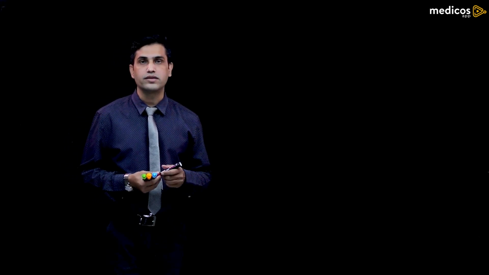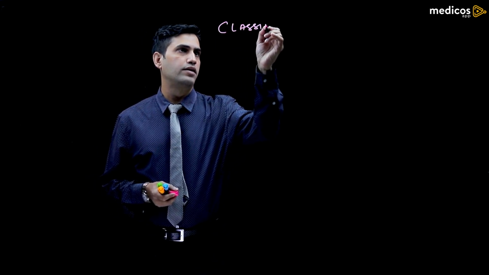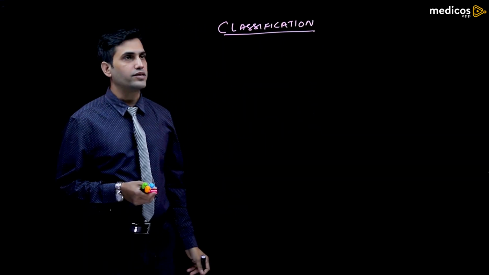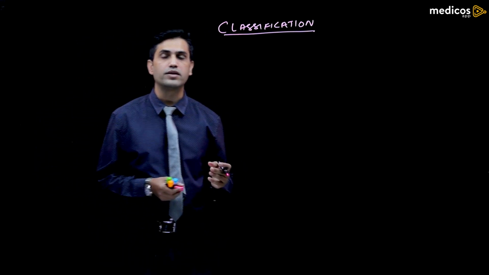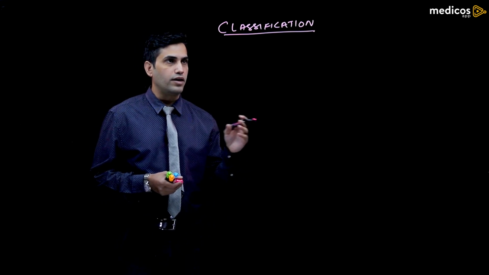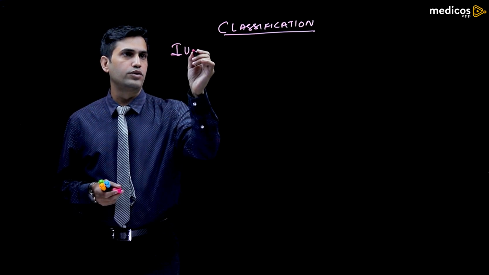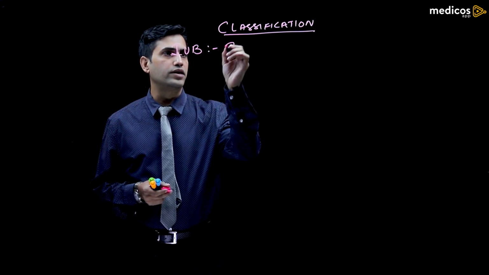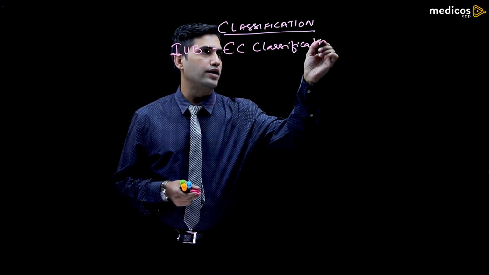Now, let us see how enzymes are classified. Enzymes are classified broadly into 7 classes. Earlier it was 6, now 7 classes. In 2019 a new class of enzyme was added. These 7 classes have been given by the International Union of Biochemists. That classification is also called EC classification.